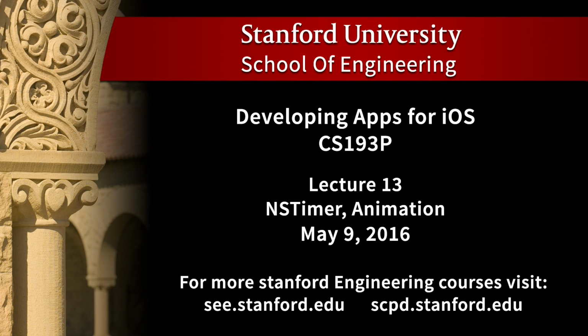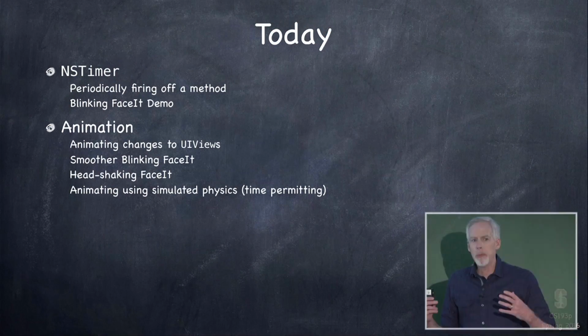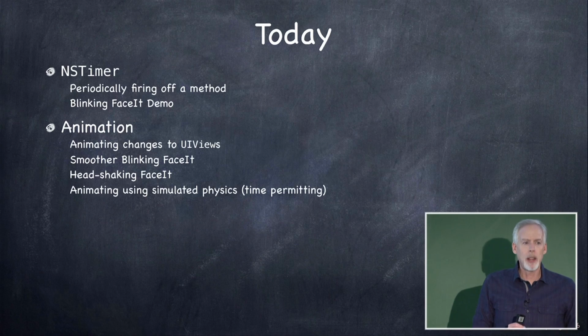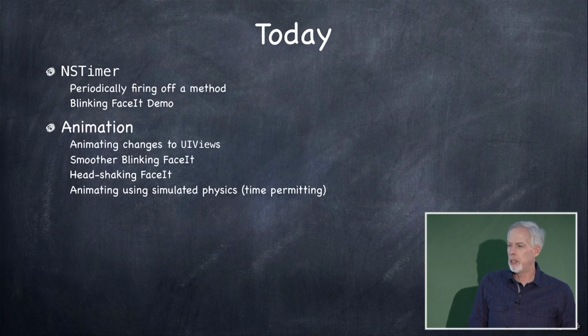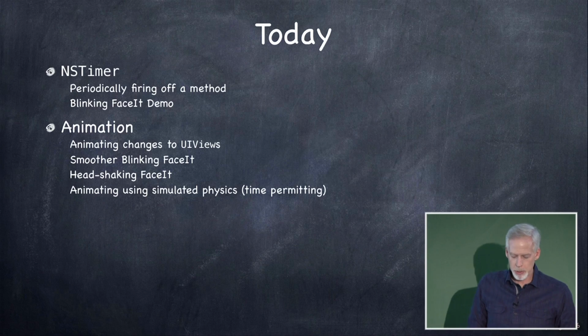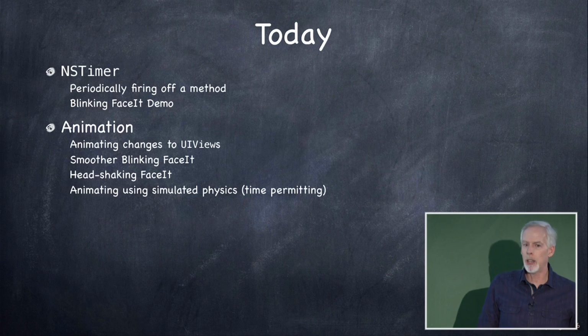Okay, well, welcome to lecture 13 of Stanford CS 193P, spring of 2016. Today we're going to be talking about animation primarily. I'm actually going to show you a little class called NSTimer first, which we really don't use for animation, but when we're doing animation, surprisingly, we end up using NSTimer sometimes, not for the animation itself, but just because animation is a timing-based thing, and NSTimer obviously is a timing-based class.